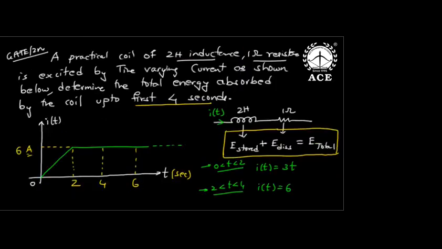Okay, so a practical coil of 2 H inductance and 1 ohm resistance is excited by a time varying current as shown. Determine the total energy absorbed by the coil after the first 4 seconds.